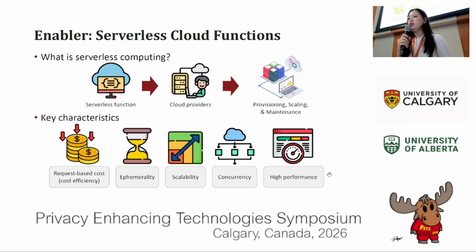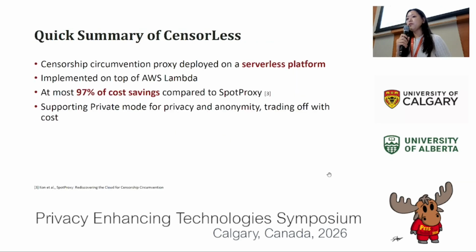The nature of the serverless function architecture generates key distinctive properties: request-based billing instead of hourly billing, ephemeral IP addresses, storage and containers, and also elastic scalability with high concurrency. And CensorLess fully utilizes these key characteristics. Here's a quick summary of what we built. CensorLess is a censorship circumvention proxy deployed on a serverless platform.